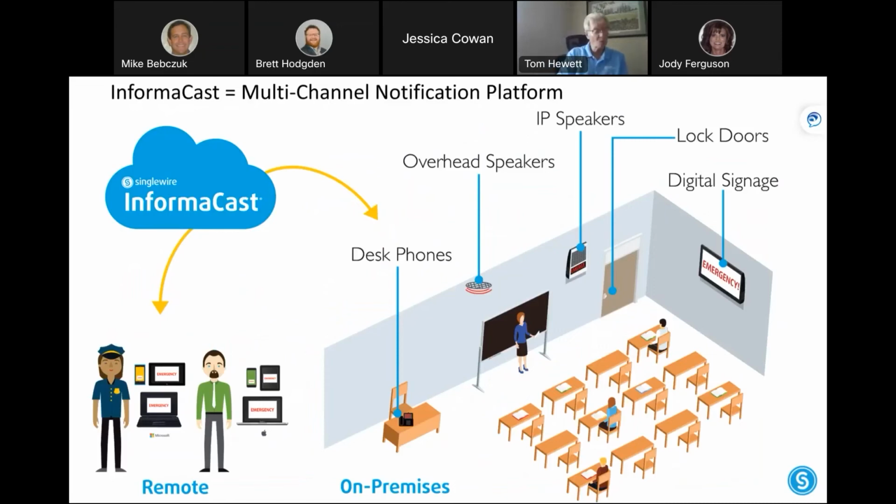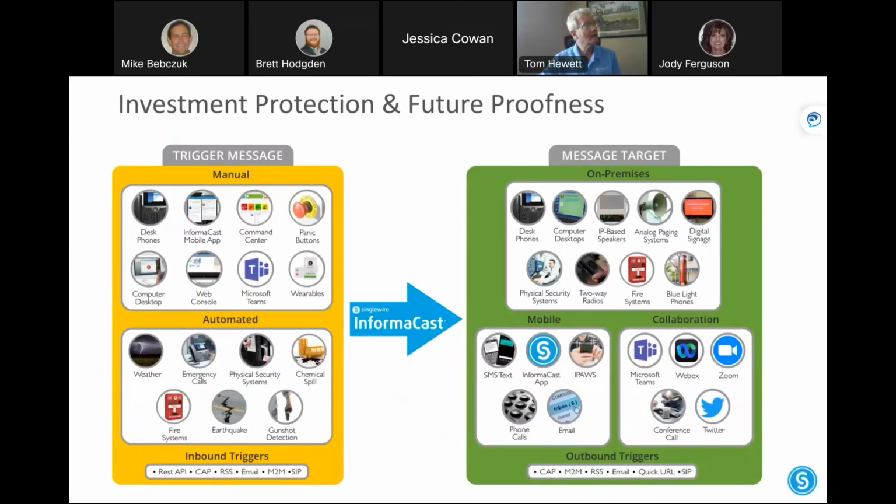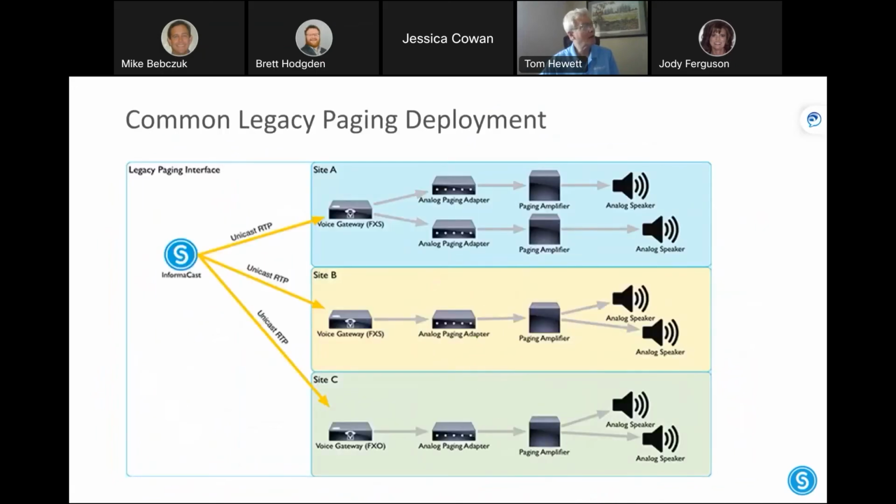So if you have, we'll say, a relatively older but not ancient paging system, we can integrate into that using either one of these IP zone controllers and drive audio out to your existing analog speakers. We can even support this scenario right here, where we would send a unicast stream out to a legacy paging deployment like this.